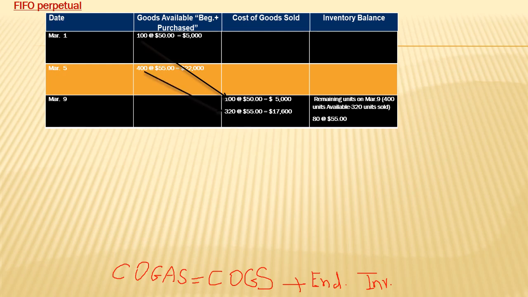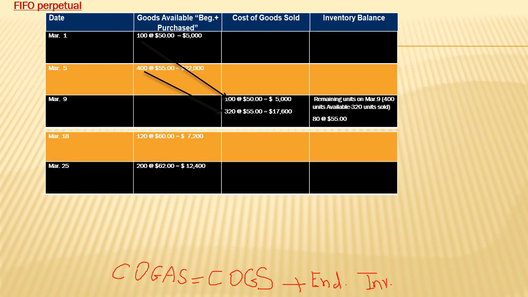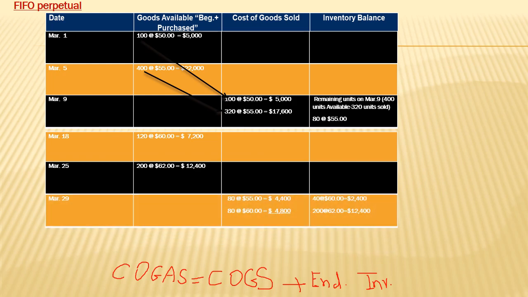Okay, so the remaining inventory will be as follows. From the 100, nothing is remaining since I took them all. From the 400 units, I took only 320, so the remaining units will be 80 units at a cost of $55. Then moving to March 18th, I purchased 120 units at a cost of $60. Then on March 25th, I purchased 200 units at a cost of $62. On March 29th happened another sale transaction in which 160 units were sold.